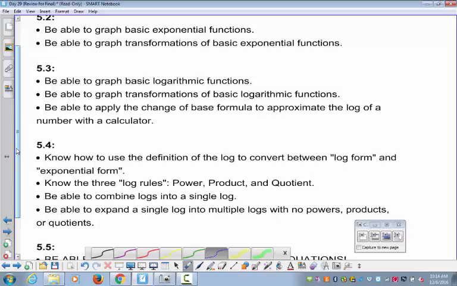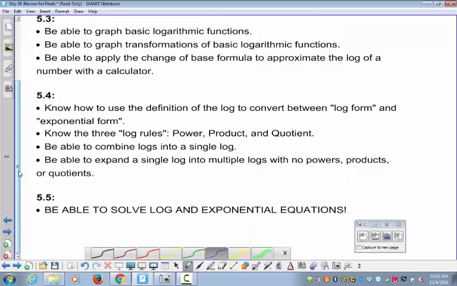So being able to graph a basic exponential and a basic log, super important. And then being able to shift them. The stuff in 5.4, the log rules, the power rule, the quotient rule, the product rule. So being able to either expand logs or combine logs. And then equations. So 3 or 4 questions from this chapter. There absolutely has to be an equation. Probably a log equation and probably an exponential equation. So that's super important to focus on equations.